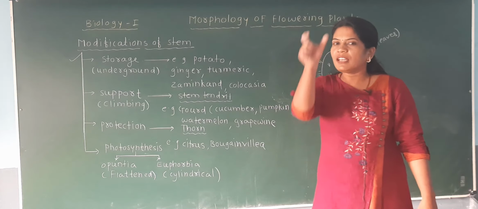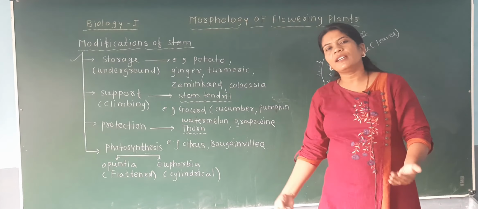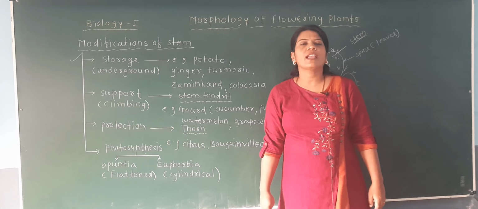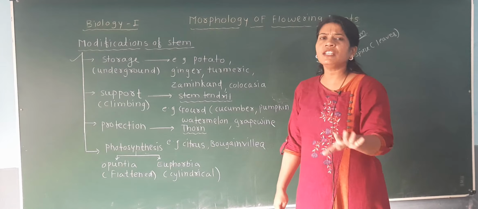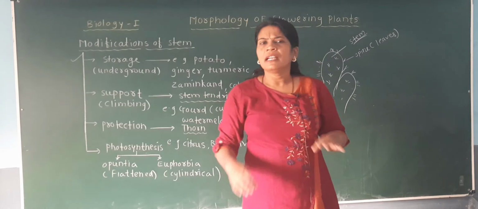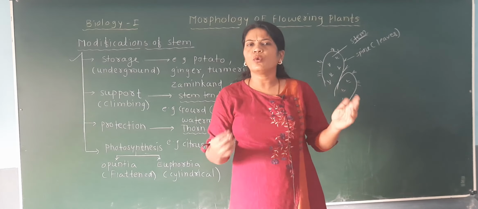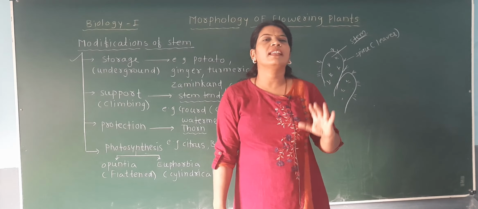Euphorbia is a cylindrical plant and it also contains the chlorophyll pigment and it also carries out the function that is photosynthesis. Here students, you do not have to remember the diagram because these diagrams are known to you, but you have to remember the examples.